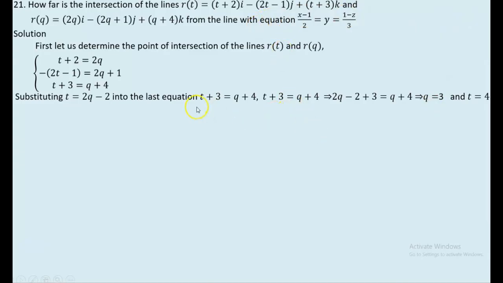q3 and t4 can be obtained. Once you obtain that, try to substitute them in their corresponding places. So when you substitute the obtained values there, you can obtain the following, students. So the point of intersection is going to be 2q i minus 2q plus 1 j plus q plus 4, okay?